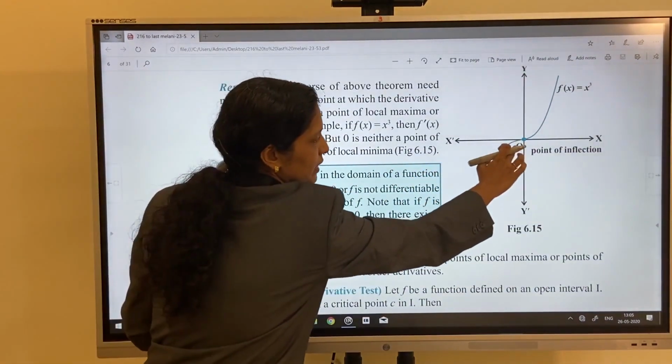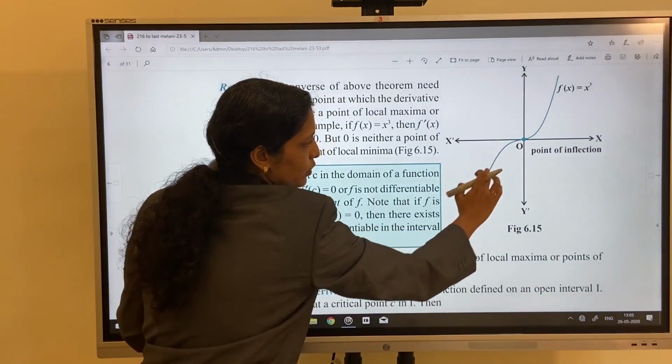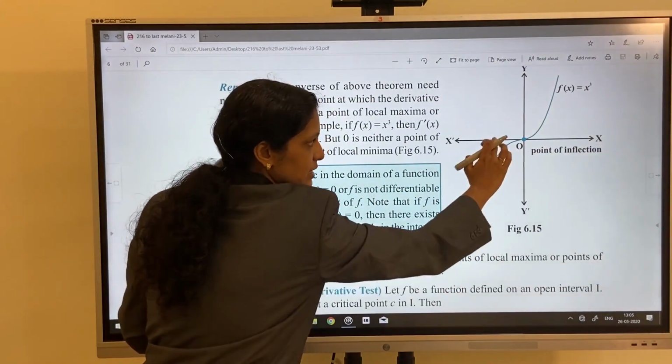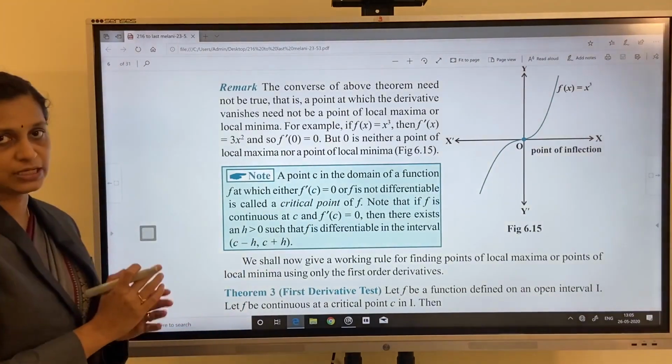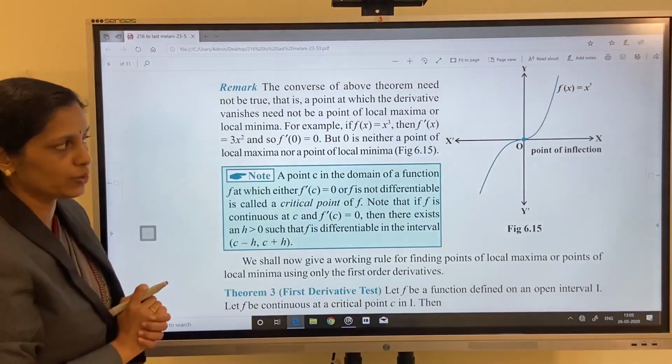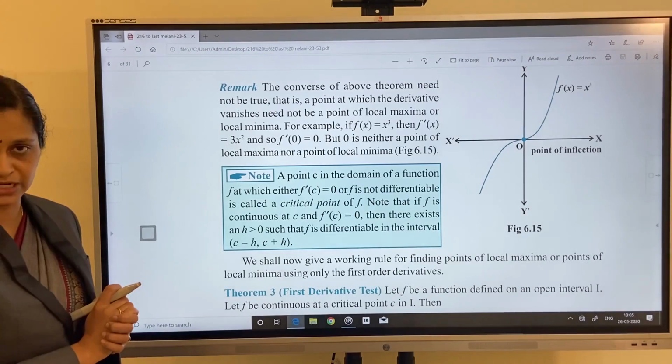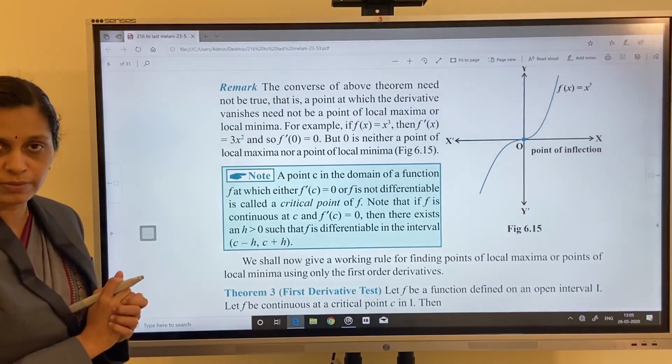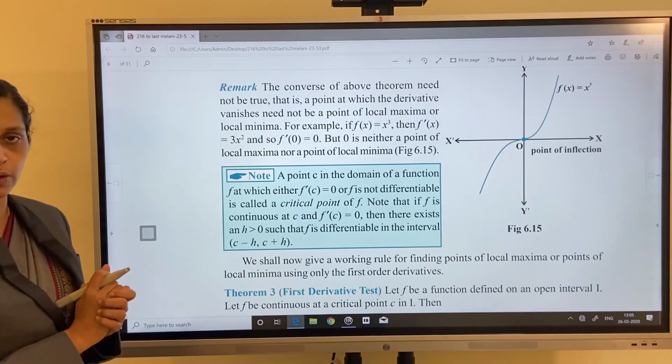We have an example here. Look, the graph is increasing and throughout it is increasing. There is not any change. Therefore, 0 is the point of inflection. It is neither a point of local maximum nor a point of local minimum.